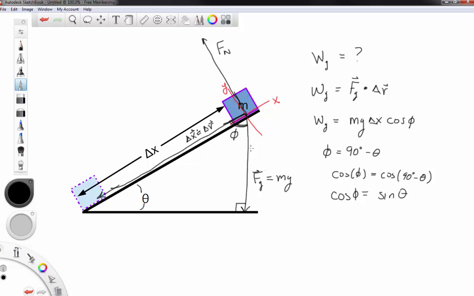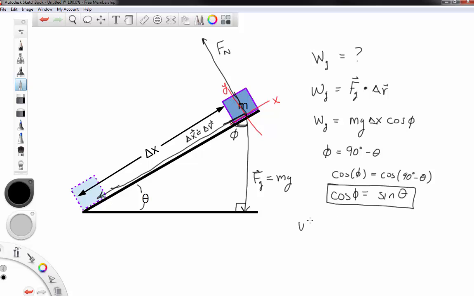And we can actually see that again because remember that cosine is the adjacent divided by the hypotenuse. So the cosine of phi would be this side divided by this side. And sine is opposite over hypotenuse. So sine of this angle is this side divided by this side. So it's the same thing.